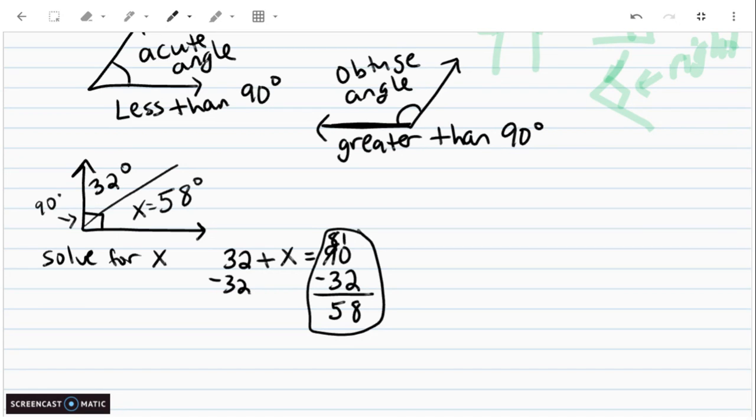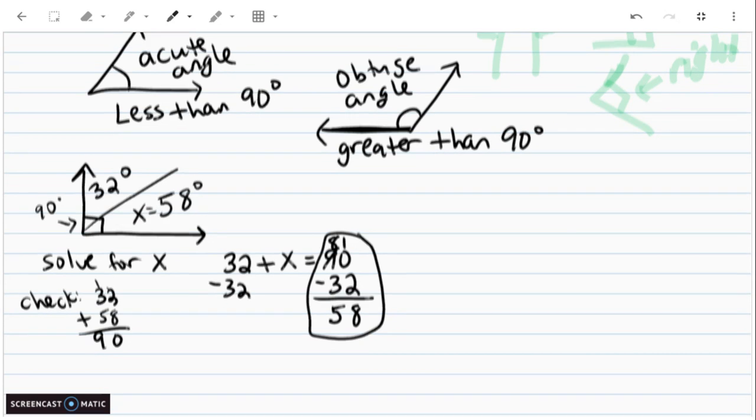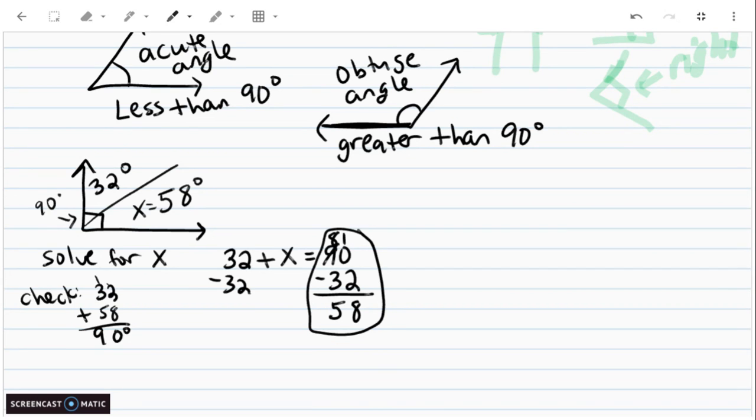And so you can always check this. And I always recommend checking your work. 32 plus 58. 8 plus 2 is 10. Carry the 1. 5, 6, 7, 8, 9. So that's 90 degrees. All right, good. That checks. So my answer here is x is 58 degrees. So to do that, I had to know that I had this right angle here that I needed to make sure I was aware of.